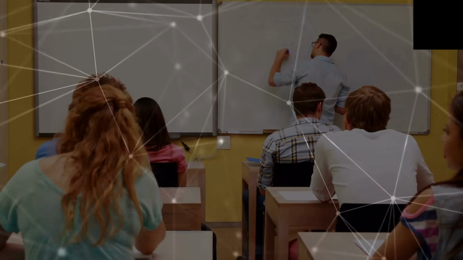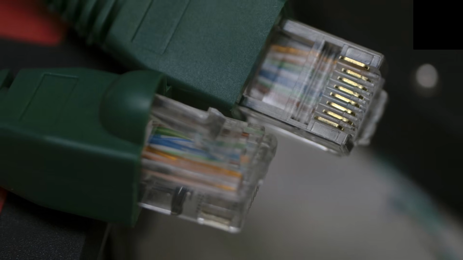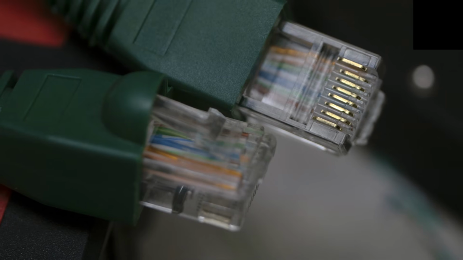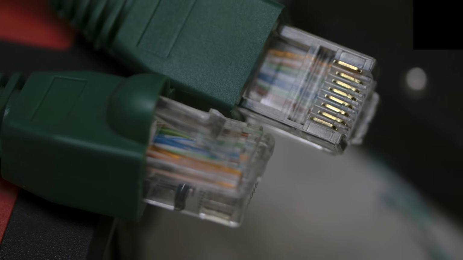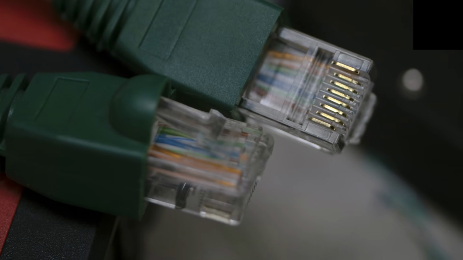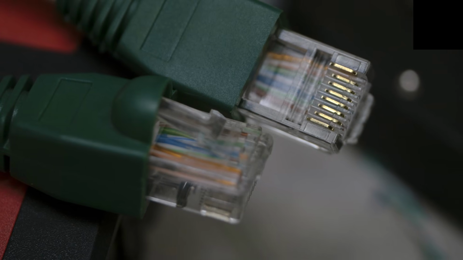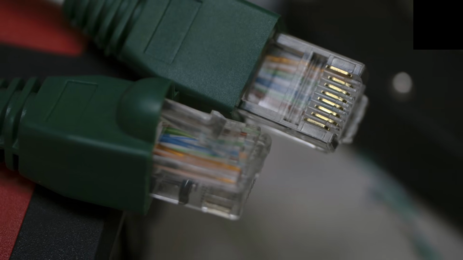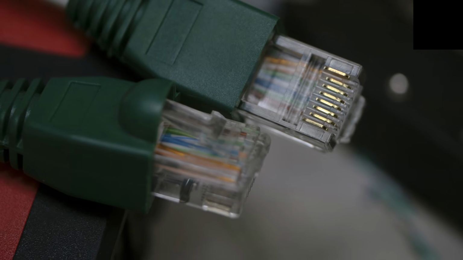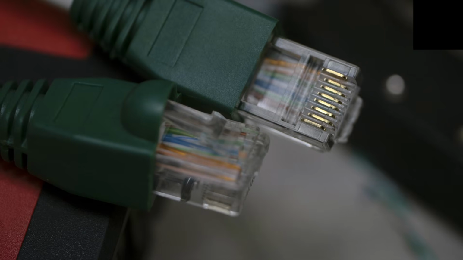Layer 1, the physical layer. This is the easiest one to understand because you can literally touch it. The physical layer is everything tangible that carries your data. The actual cables, the connectors, the radio waves, the fiber optic light pulses. It's concerned with one thing, transmitting raw bits, ones and zeros, as electrical signals, light, or radio waves.